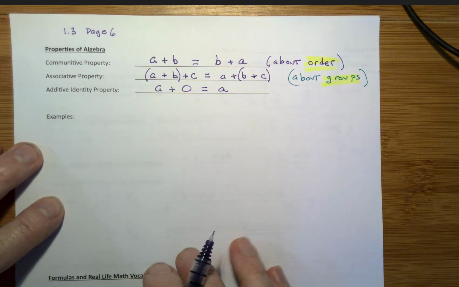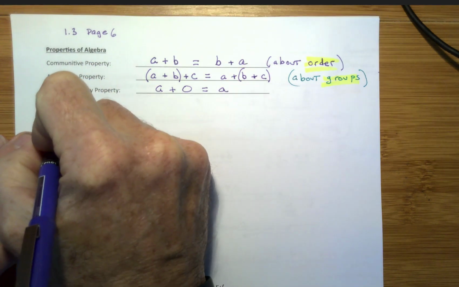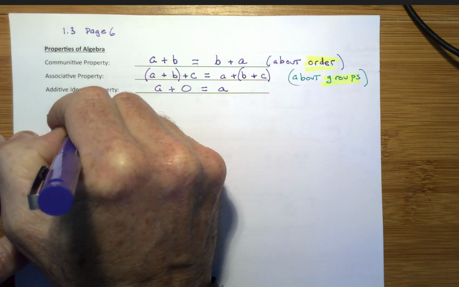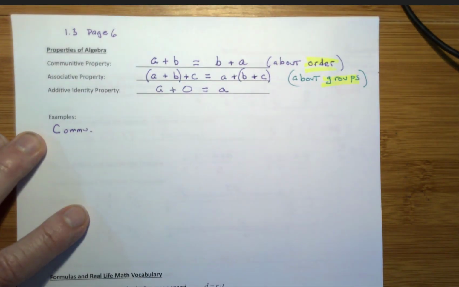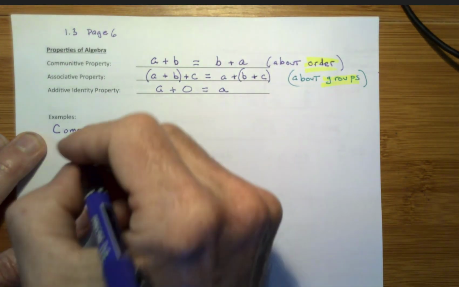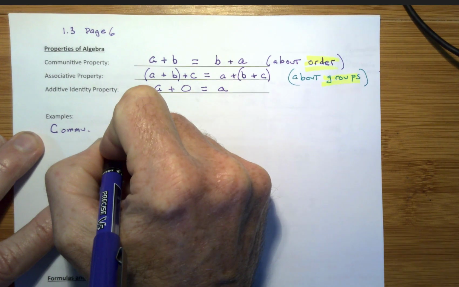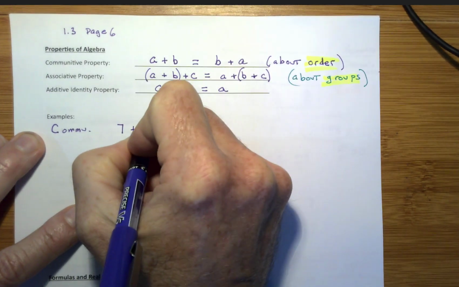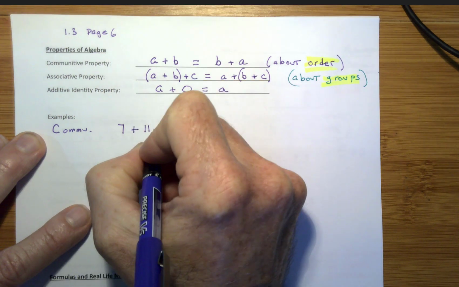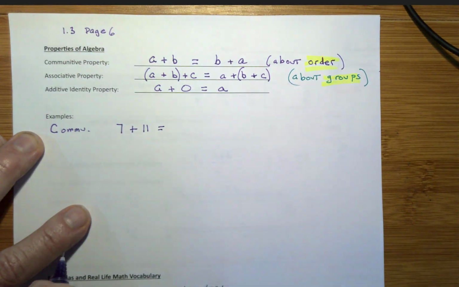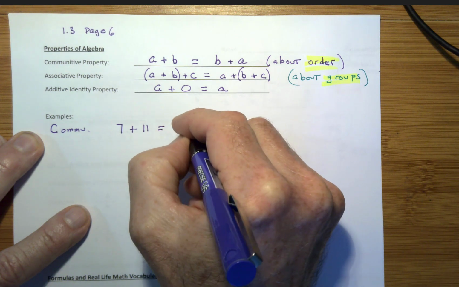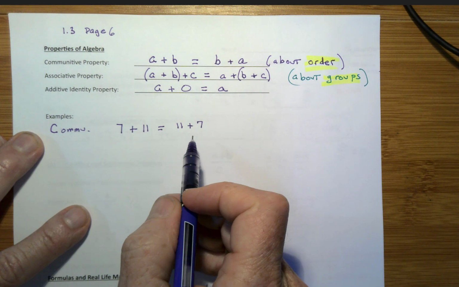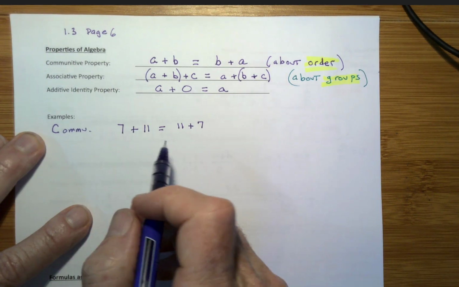So, some examples of the commutative law. I'm just going to use our commutative property. I'll just abbreviate here. So, if we go 7 plus 11, we know that's 18. What if we change the order and do 11 plus 7? It's the same. 11 plus 7 is still 18. We get the same answer either way.